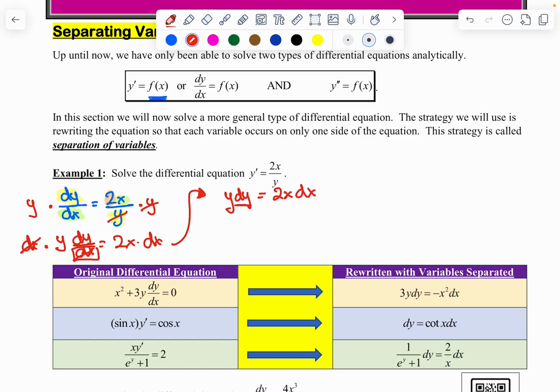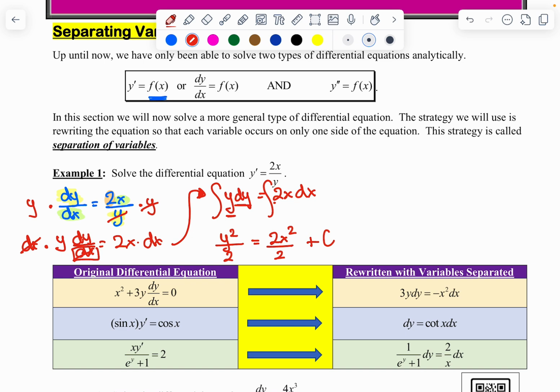Once we get it in this notation, which is basically like saying f of y times the change in y, and we have f of x times the change in x, we've separated the variables, and now we are able to integrate on both sides. And now the integral of y is going to be y squared over 2 equals 2x squared over 2. And the c is always going to go on the side that's with the x. That's just the rule of thumb.